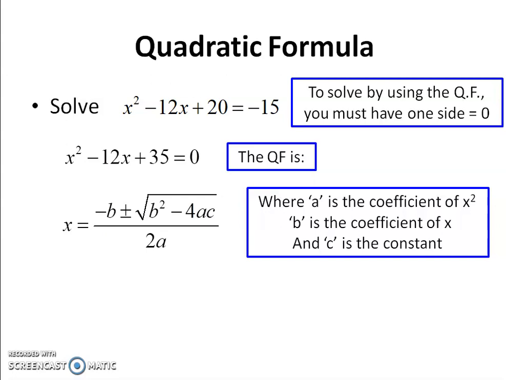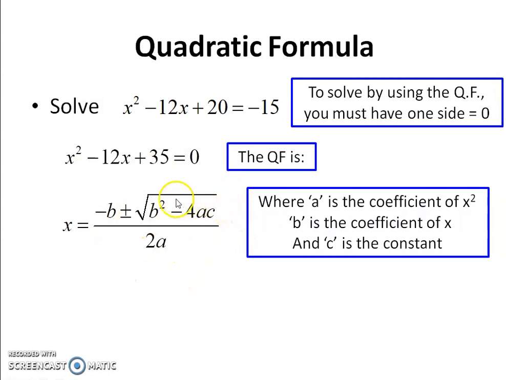So 2 things to clarify. One is that the a, the b, and the c in this equation refer to the coefficient of the x squared term. In this case, a is 1. The coefficient of the x term is b. In this case, b is negative 12, and the constant c is positive 35. It's possible that you don't have any x term, which would mean that your b is 0. It's possible that you don't have a constant, which means that your c is 0. But this will always work.